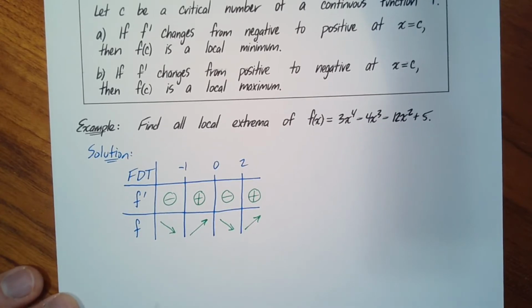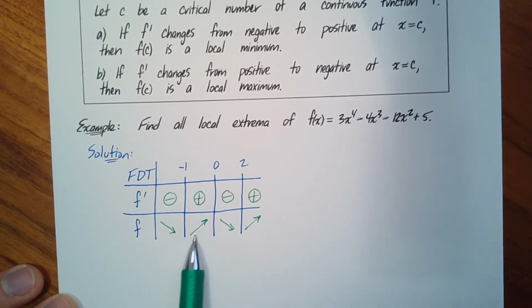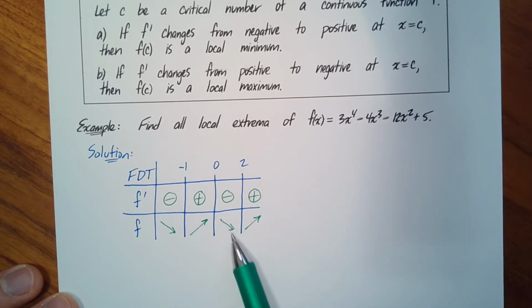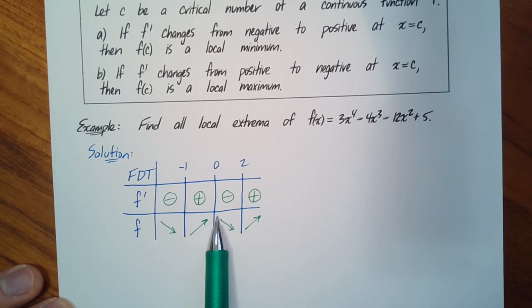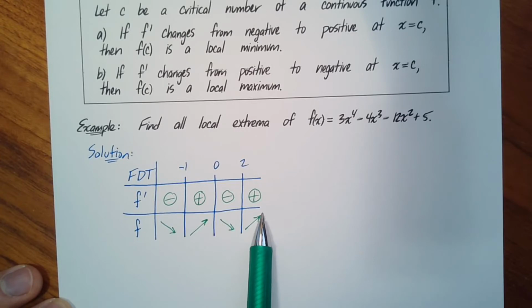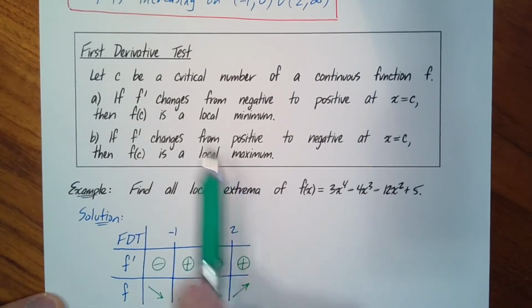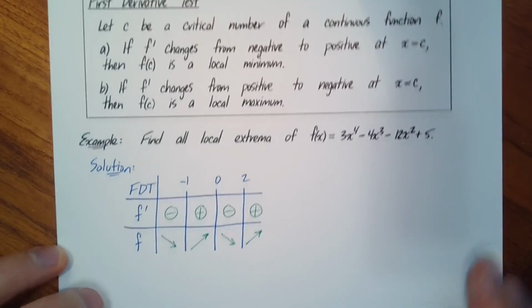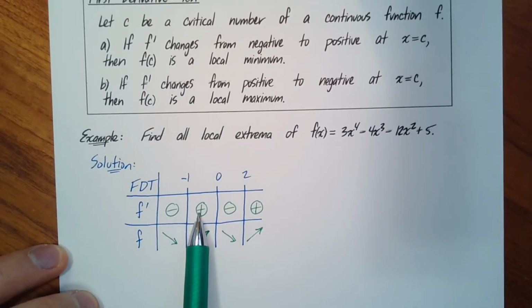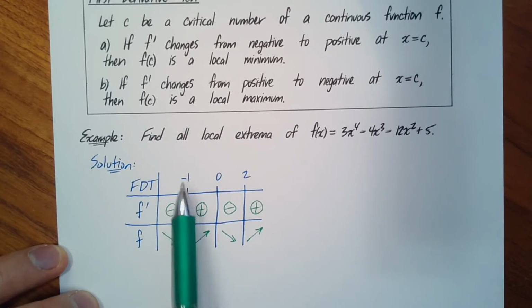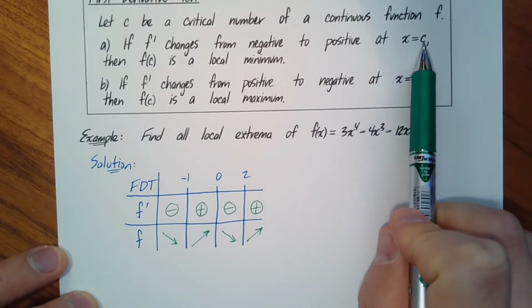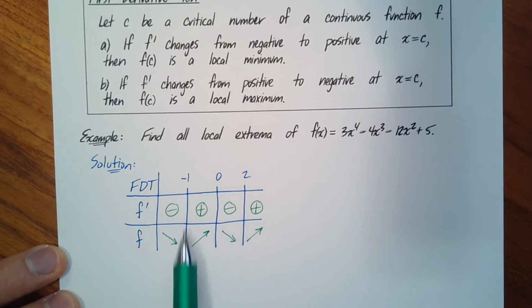You can imagine that if it's decreasing and then increases, you're going to have a local minimum here. If it's increasing and then decreasing, you're going to have a local maximum at x equals 0. And if it's decreasing and then increasing, you're going to have a local minimum at x equals 2. Really, that's what this first derivative test tells us. If f prime changes from negative to positive, like it does at x equals -1, think of the -1 as your c value. The test says that f of c is a local minimum. So f of -1 in this case is a local minimum.